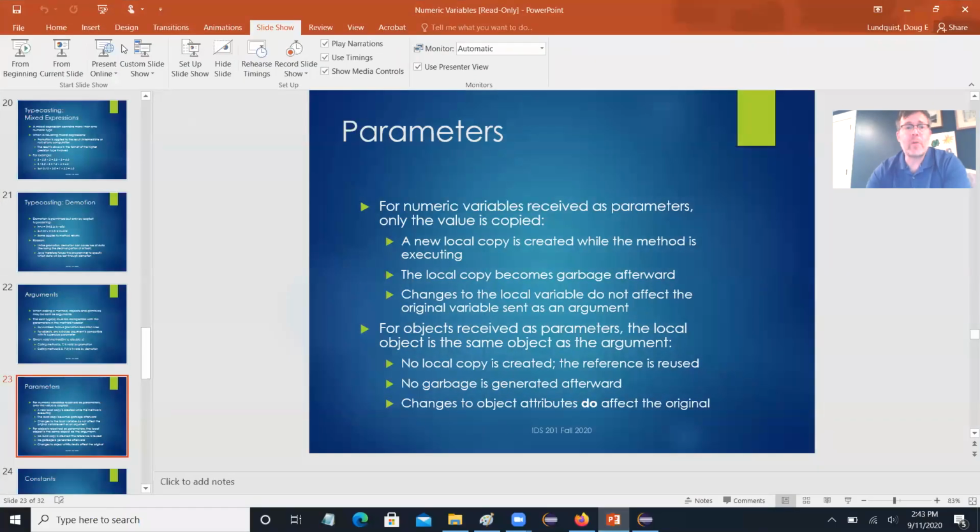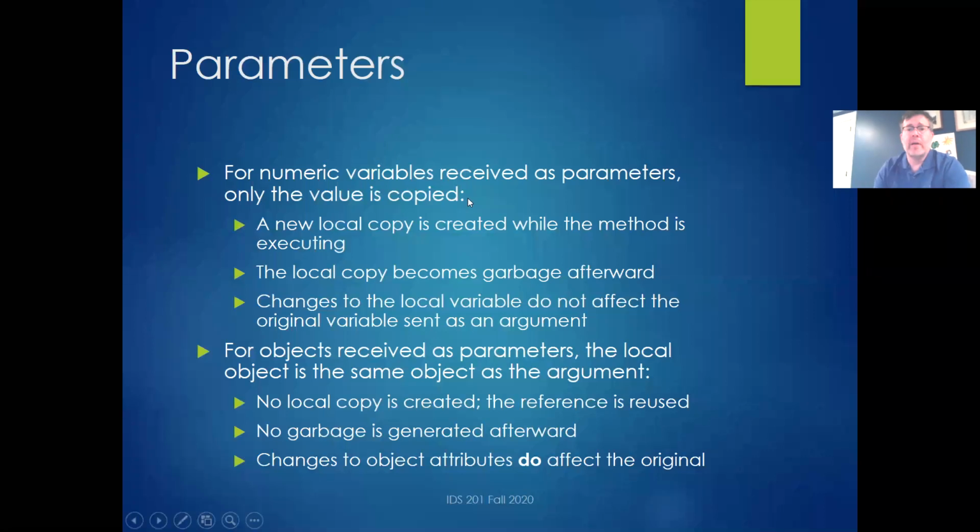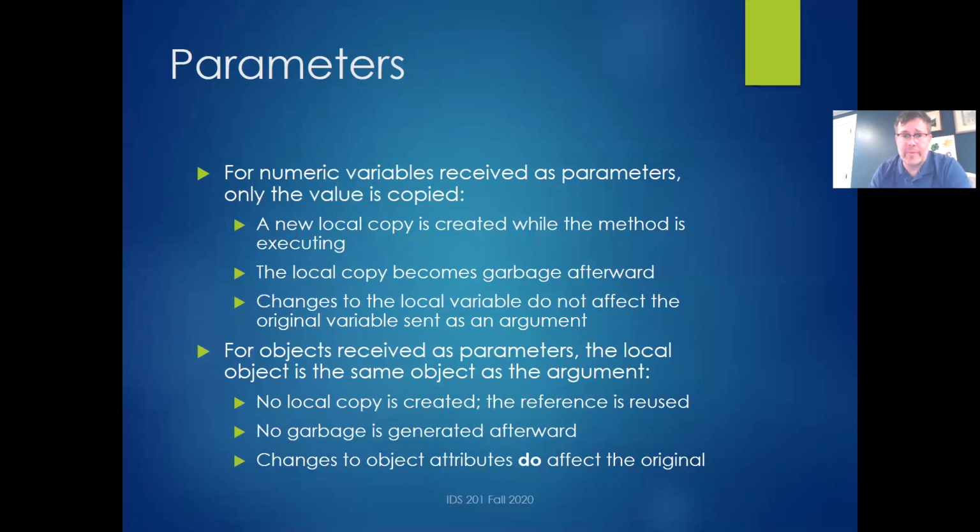Okay, so again, going through this slide. For numeric values received as parameters, only the value is copied. It creates a new variable in the method. For objects, you don't create a new object in the method. You use a reference to access the original object. So changes to the object attributes do affect the original.